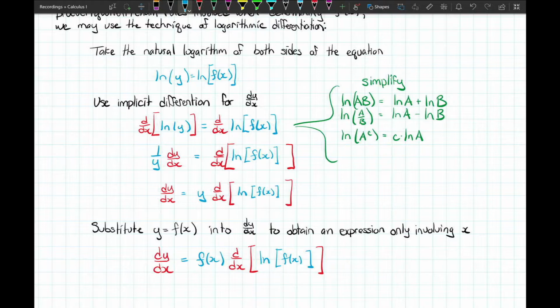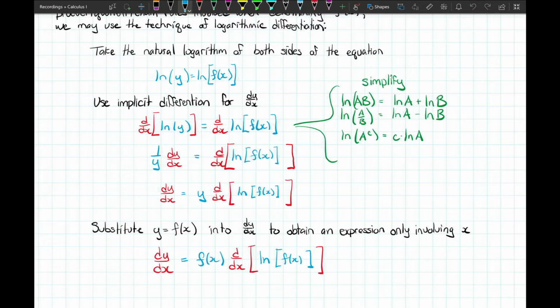Last but not least, we end up with the derivative dy by dx is equal to the function times the derivative of the logarithm of that function. And remembering that taking the logarithm of that function will allow us to use several properties of logarithms to make that derivative a little easier.